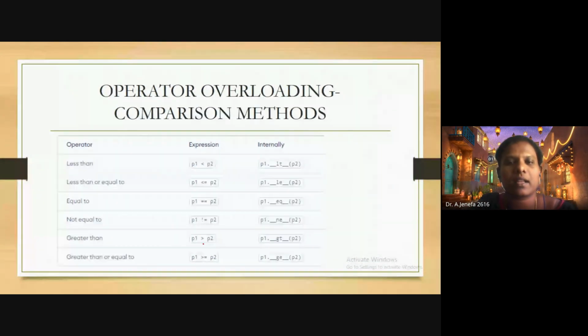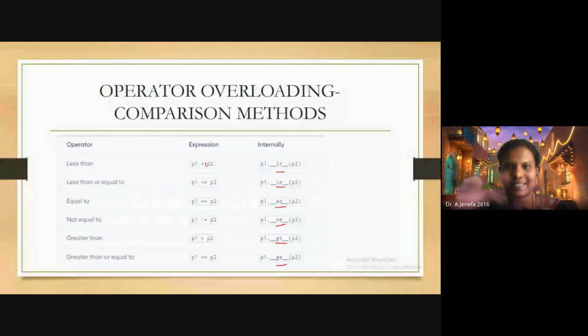We have more constructors, that is lt, le, eq, ne, gt, and ge. What are all these? These are all constructors. Whenever a word starts and ends with double underscore, we call that a special function. So how will this constructor lt be called? Whenever you use the less than symbol, and P1 and P2 are nothing but objects. When you use the less than symbol in your function calling, then automatically this constructor lt will be called.